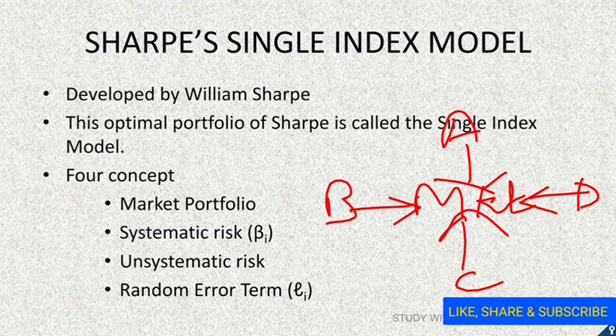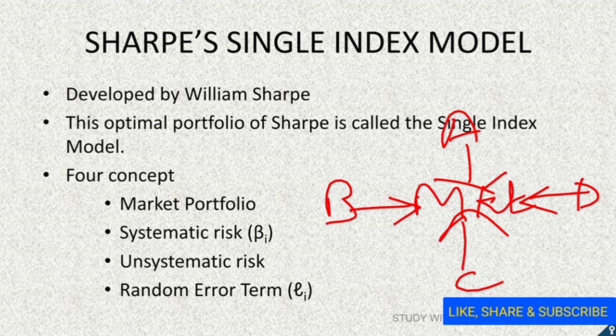Now, what is market portfolio? Market portfolio means each security is related to the market. So, the risk and return of each security can be calculated with respect to the one parameter, that is market. Second point is systematic risk. Systematic risk means that risk which we cannot control and it is due to the macroeconomic factor or market-wide factor that is not in our control and it is denoted by beta.